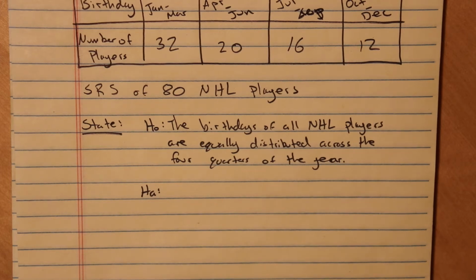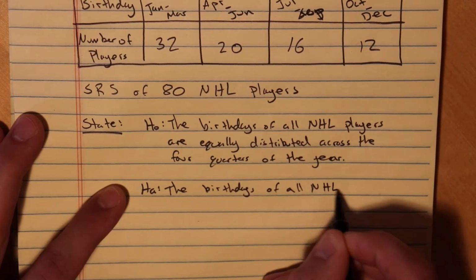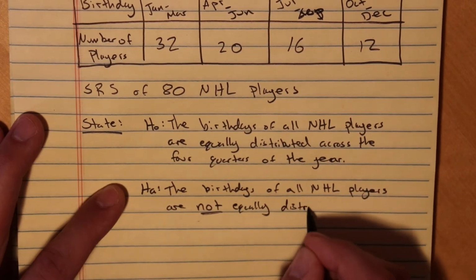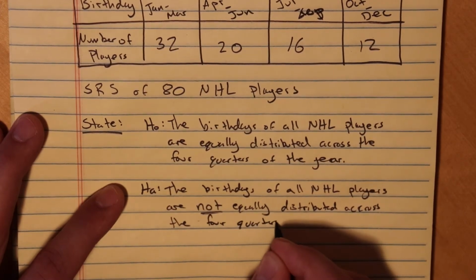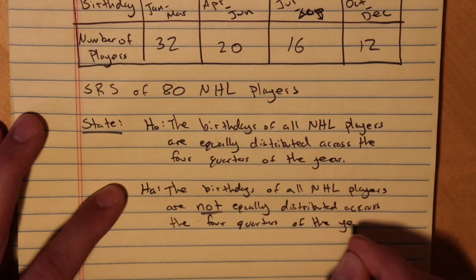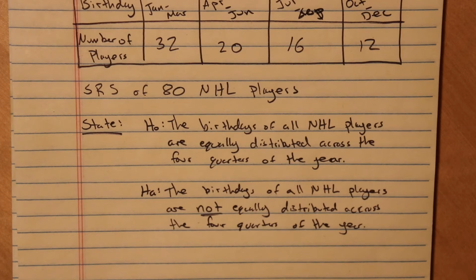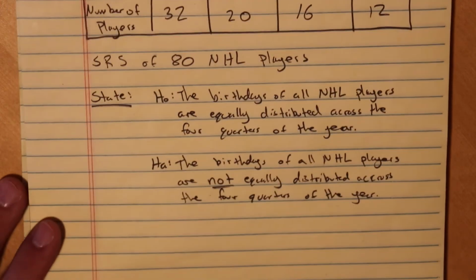Hello! I'm filming the lesson! So the alternative is that the birthdays of all NHL players are not equally distributed across the 4 quarters of the year. Hi, Ramsey! Hi, Ramsey boy! Woo! Did you hear that we're doing a significance test? Is that why you came down here? There he goes. Gentle giant, Ramsey French.